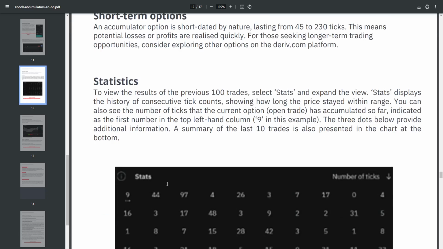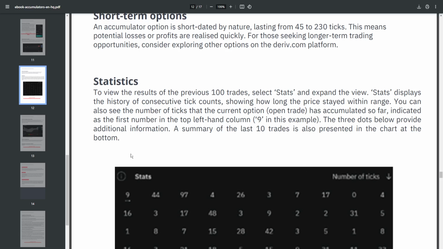Statistics. We will cover this in more detail when you start looking at the practical aspect of accumulators, but you can just speak about it now. To view the results of the previous 100 trades that you did, let's say you have done 100 trades and you want to view the results, you just go and select stats. In your interface, select stats and expand the view.